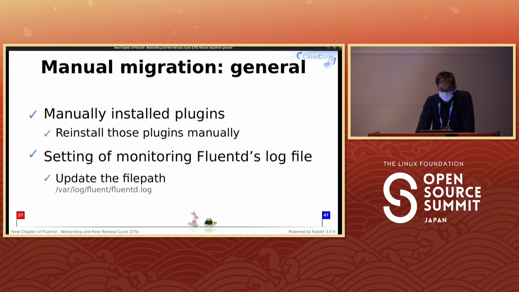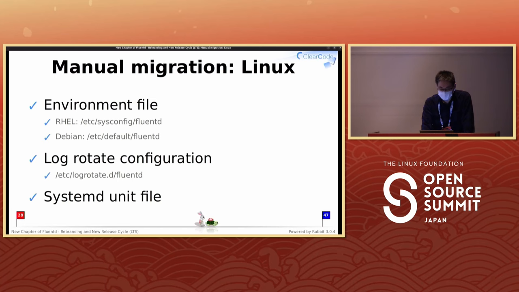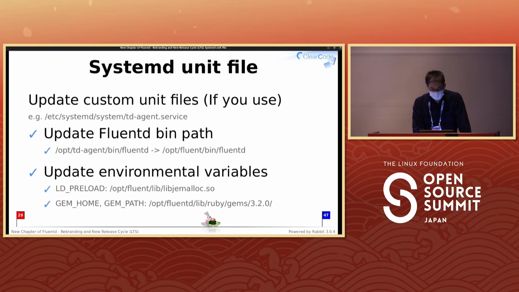And you need to update the file path setting if you're monitoring Fluentd's log file. For Linux, you need to care about the new paths of the Fluentd package, environment file, log rotate configuration, and systemd unit file. As for the systemd unit file, if you customize it, you need to update the Fluentd binary path and some environment variables too.